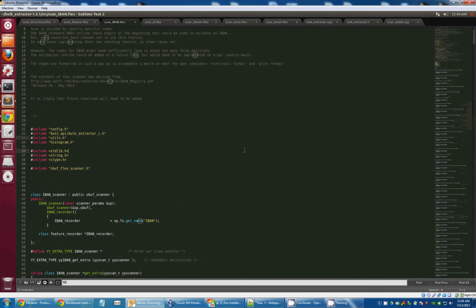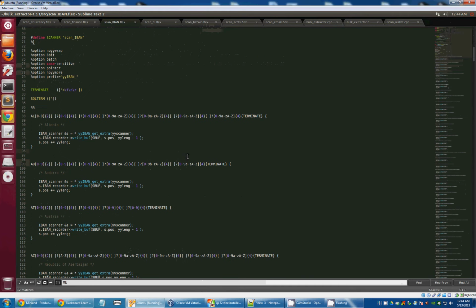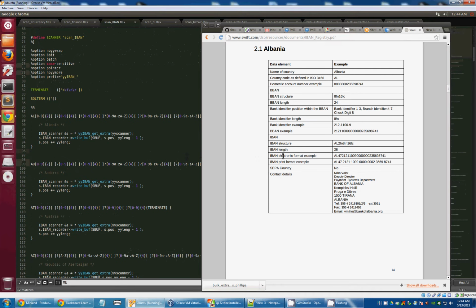The other thing is that these are written so that they detect both what countries consider their electronic format and their print format. The IBAN format does have a checksumming feature. These two characters can be used to create a checksum that, like the RTN checksum, might prevent you from mistyping a code and allow machine validation.